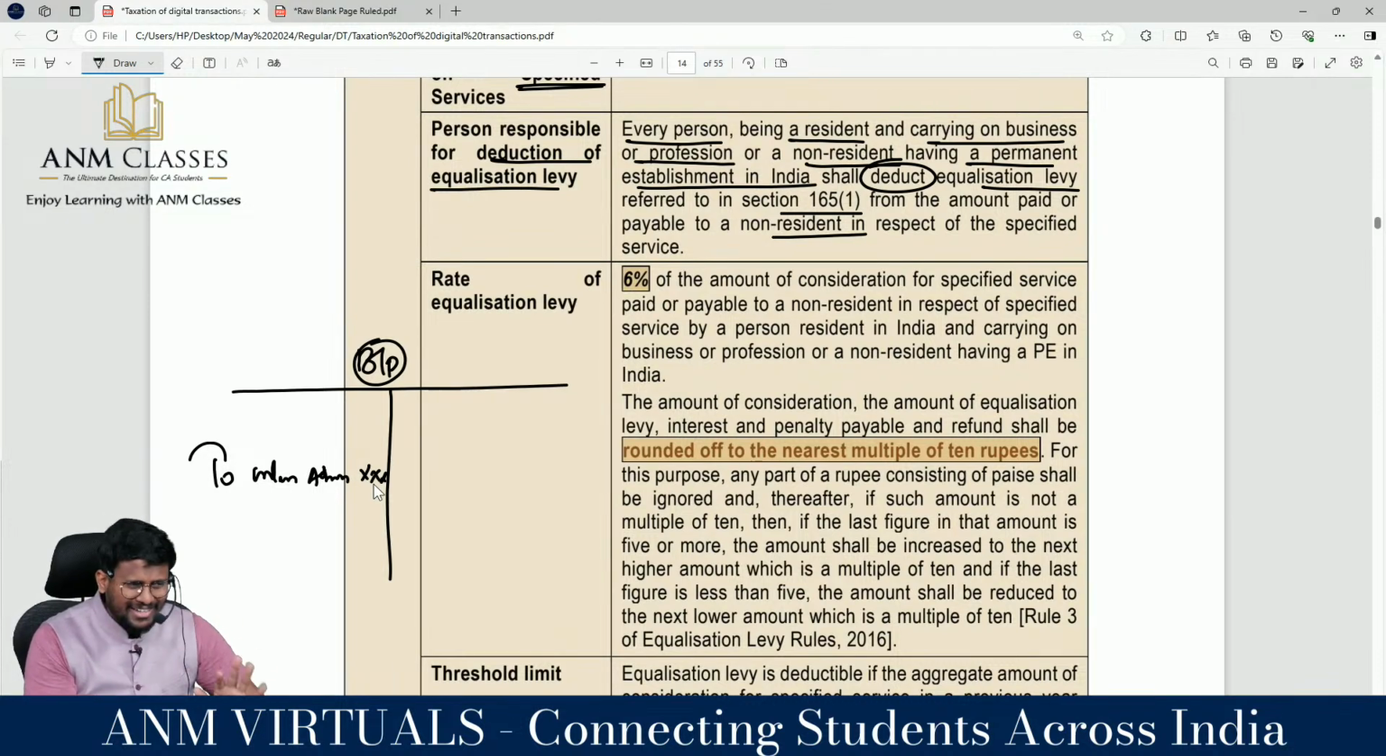For this don't deduct TDS, deduct equalization levy at the rate of 6%. Otherwise, sir, whatever amount you have debited to the P&L account should be added back.